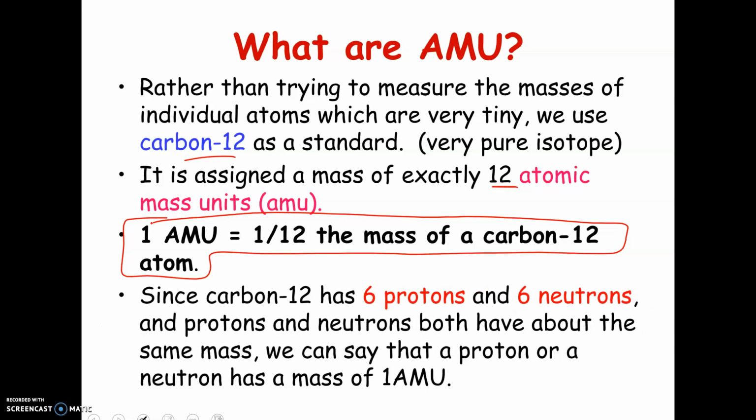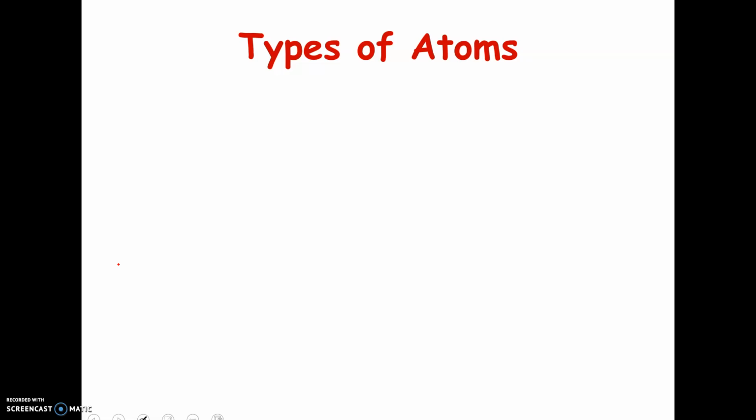We get 1 AMU. And since carbon-12 has 6 protons and 6 neutrons, that would mean that a proton would weigh 1 AMU and a neutron would weigh 1 AMU. And if you were to add that together, that would be 6 AMU for the protons, 6 AMU for the neutrons, and that adds up to 12 AMU, which is the mass of carbon. And so that is how we get AMU. For purposes of the test, just know that it's 1/12 the mass of a carbon-12 atom if it's kind of confusing how they derived it.